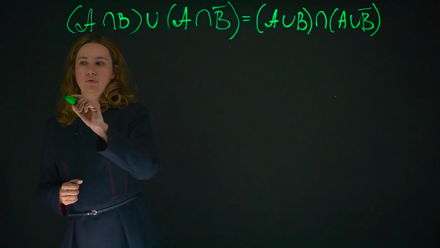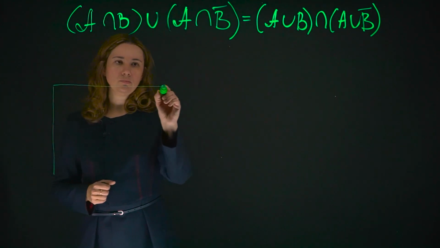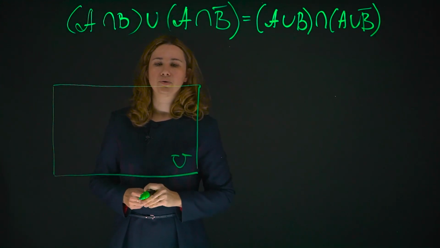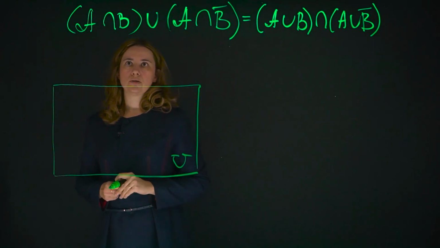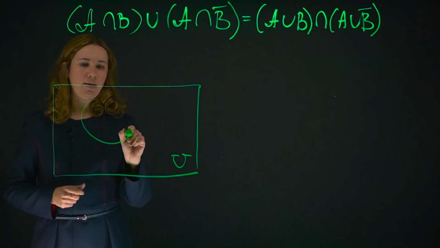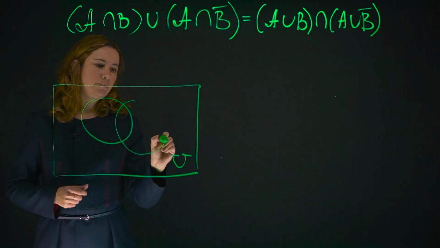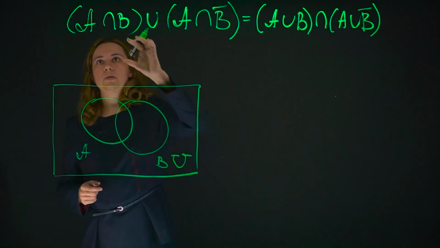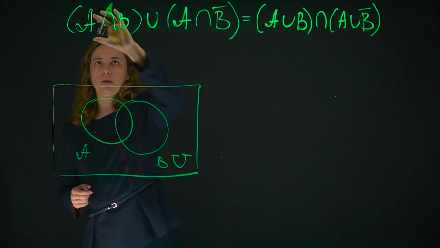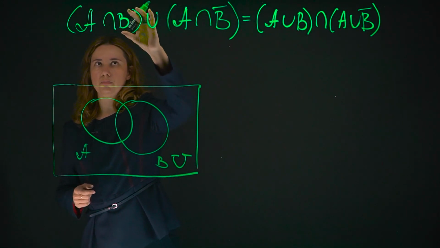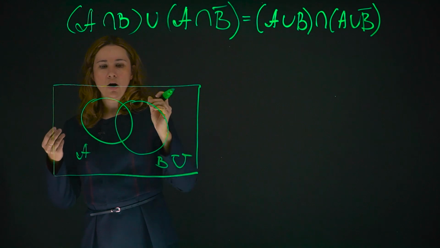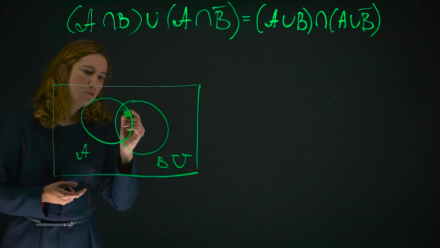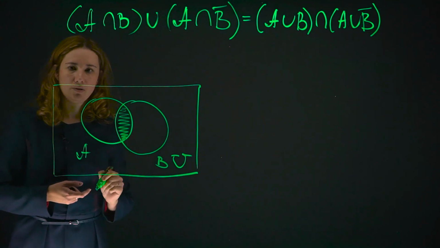Well, first of all, let's draw some rectangle. This is our universal set. And two more sets, capital A and capital B. Now, let's take a look at this operation, A intersection B. So A intersection B gives us the common part of these given two sets. So with this common part, of course, we need to shade this region.